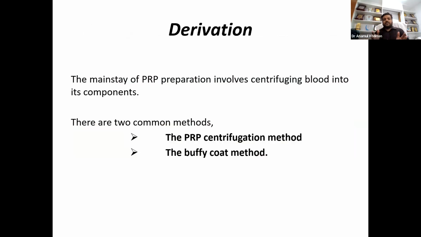We have to derive this platelet-rich plasma by two methods. One is called the platelet concentration method, the PRP concentration method. Here we use two rounds of centrifugation, and another is the buffy coat method.